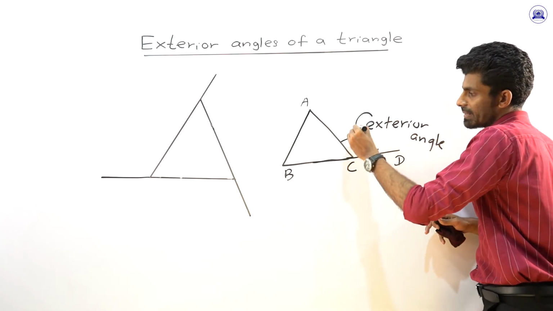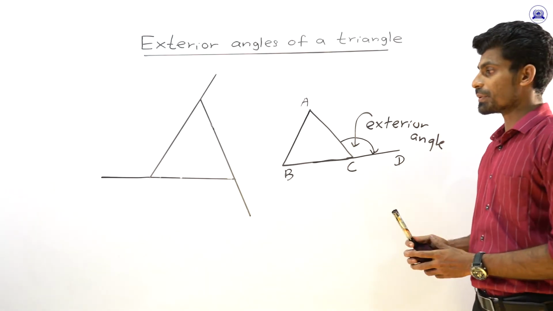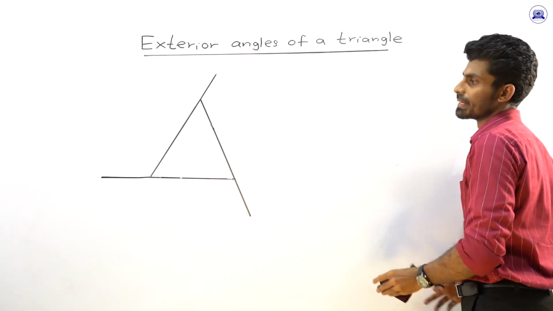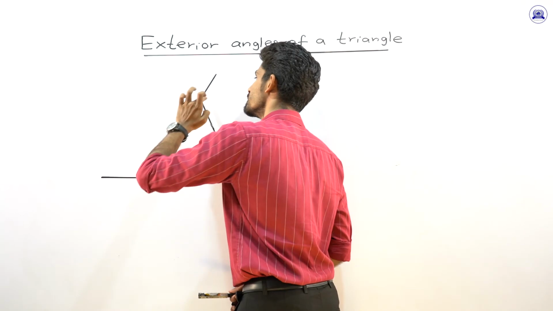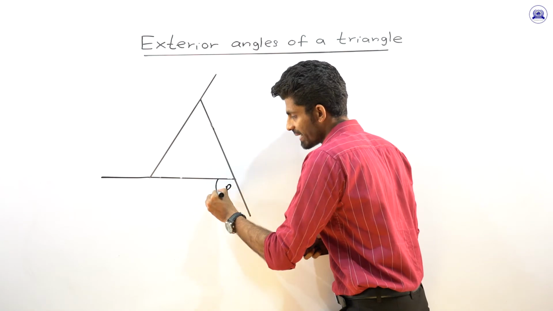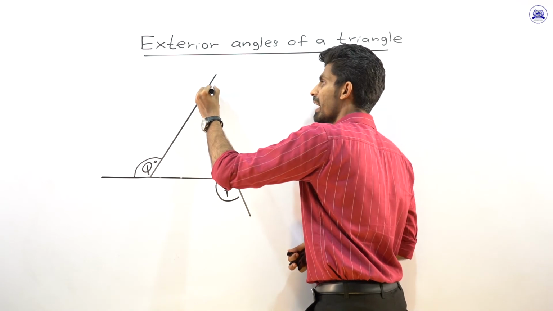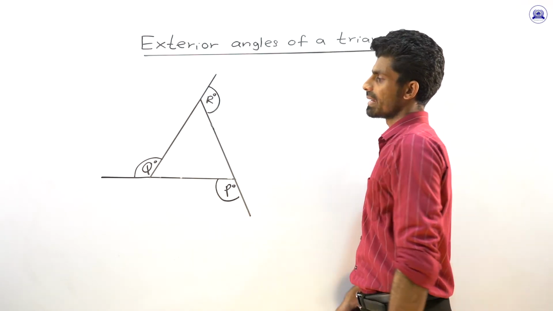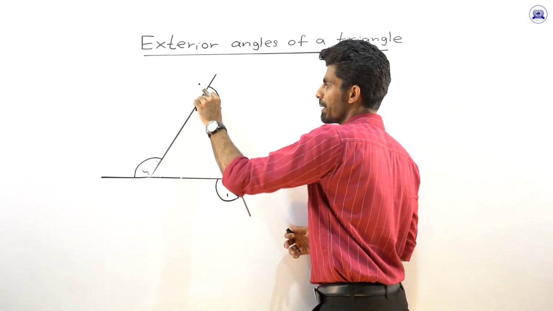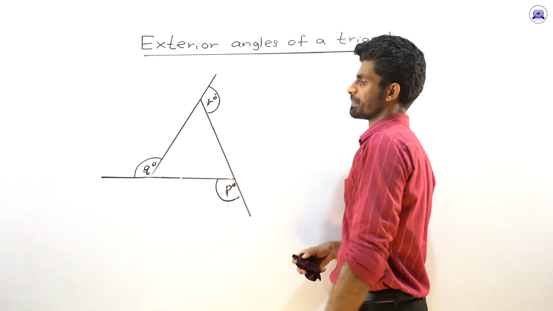This is the exterior angle. This one is the exterior angle, right? Can you see? So I have mentioned the three exterior angles of a triangle, 1, 2, 3. Then I have produced each side. So I will take this one as P, this one as Q, and this one as R. Let's take simple letters P, Q and R.